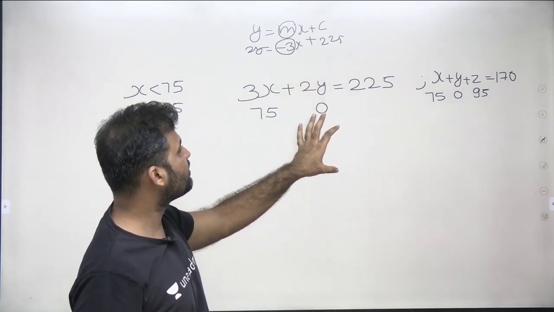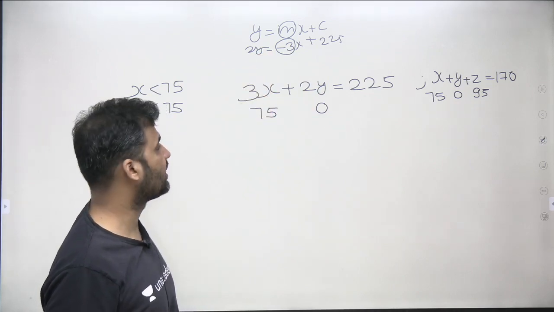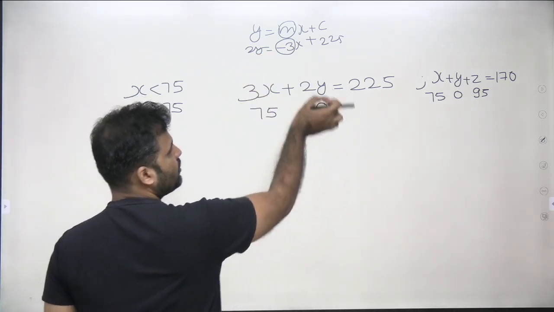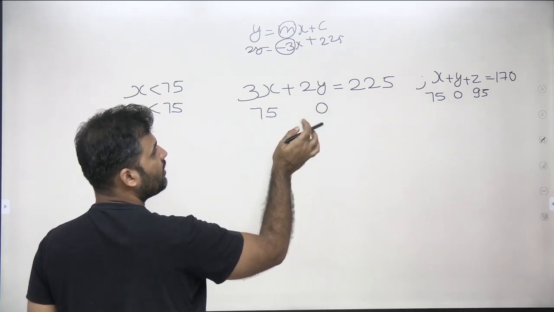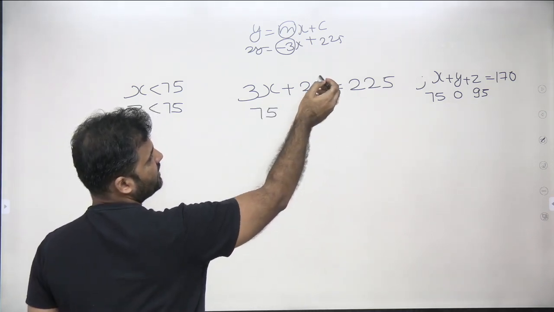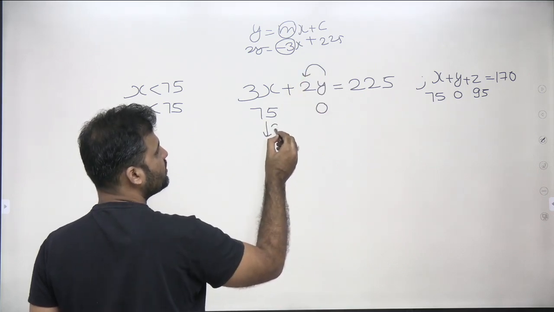If you increase the spending on bananas, you will have less money to spend on apples, so the number of apples will get decreased. So if this goes up, this goes down. And by what coefficient it will go up and down depends on the coefficient. See that y coefficient is 2. That means this will get decreased by 2.